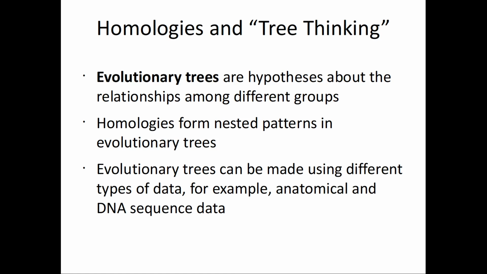So one way to really look at the tree of life is a big family tree, right? And that's a great example here. When we talk about evolution, we talk about trees, we talk about clades, how the different species are related to each other. And so evolutionary trees are hypotheses about the relationships among different species or different groups. Homologies form nested patterns in evolutionary trees, and evolutionary trees can be made using different types of data. For example, anatomical and DNA sequence.